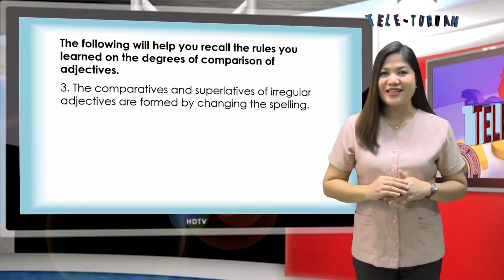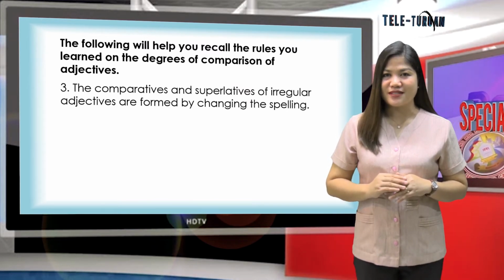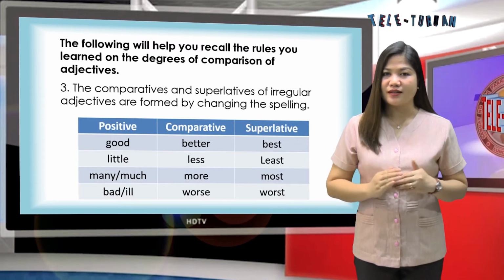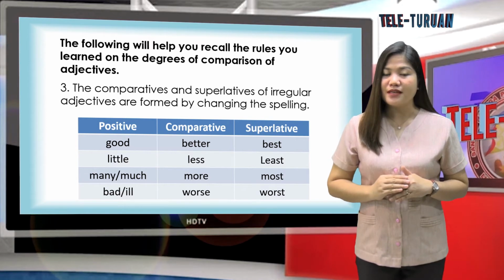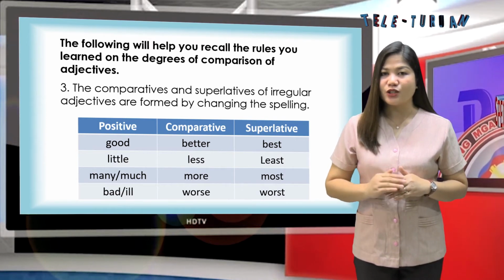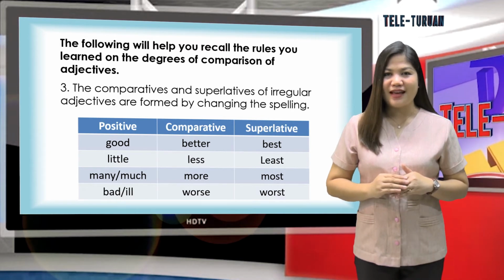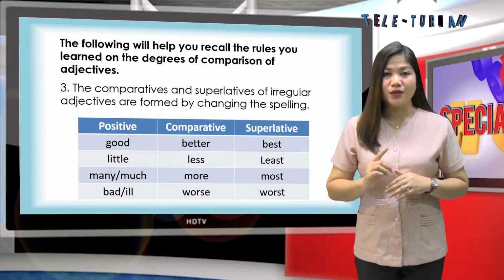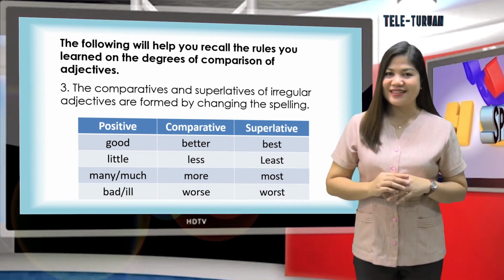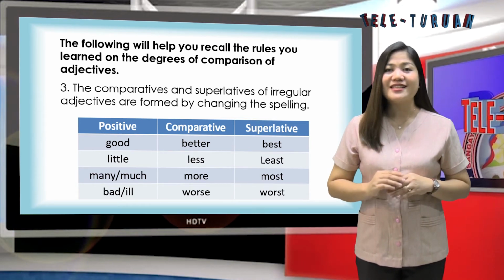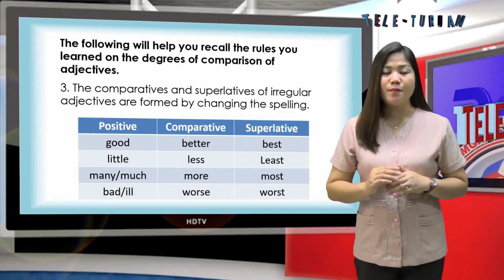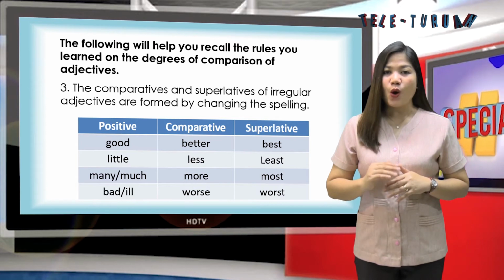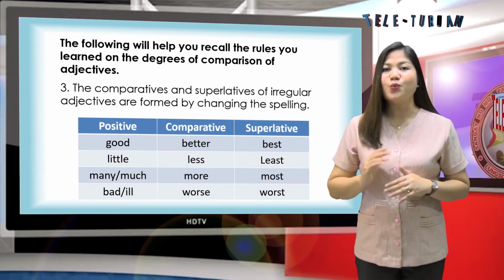3. The comparatives and superlatives of irregular adjectives are formed by changing the spelling. Let's study this chart. The first column is the positive form, the second column is the comparative form, and the last column is the superlative form. Good, better, best. Little, less, least. Many or much, more, most. Bad or ill, worse, worst.